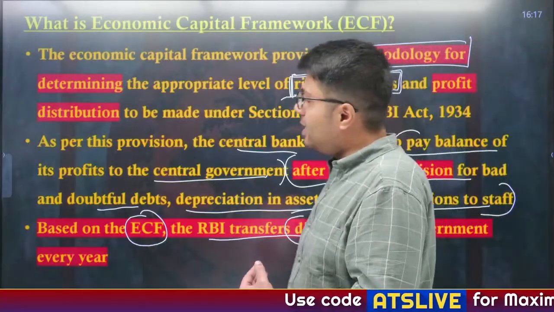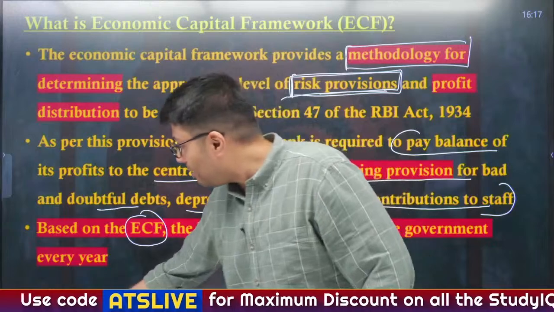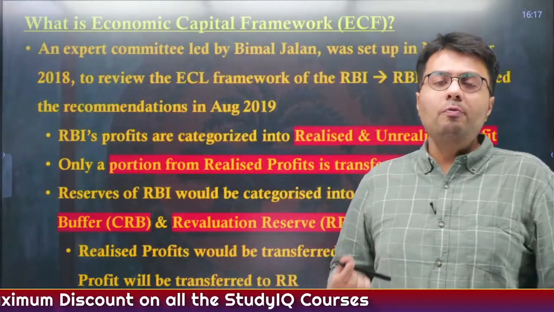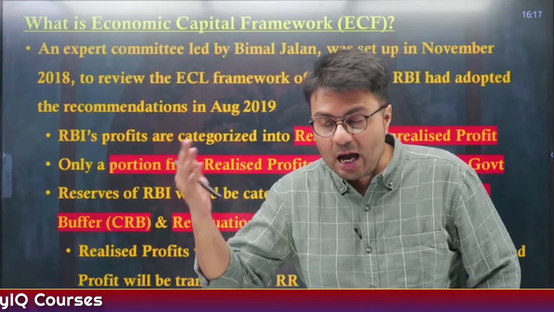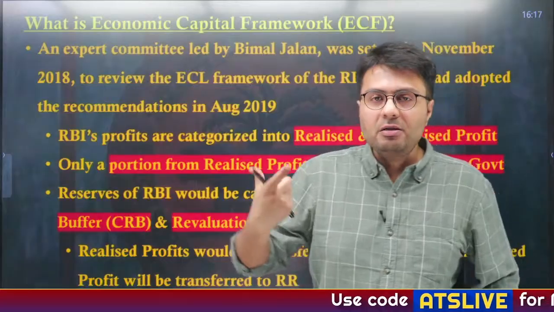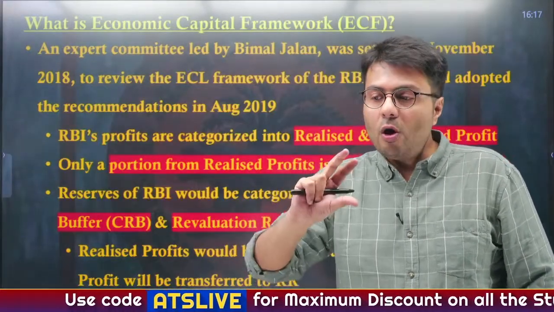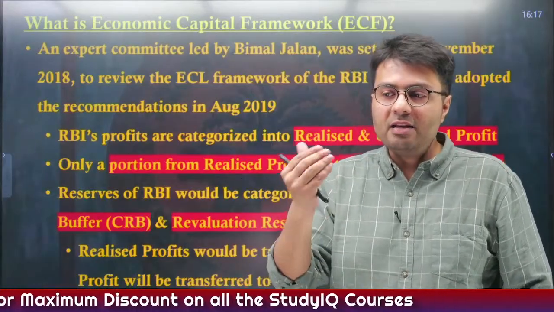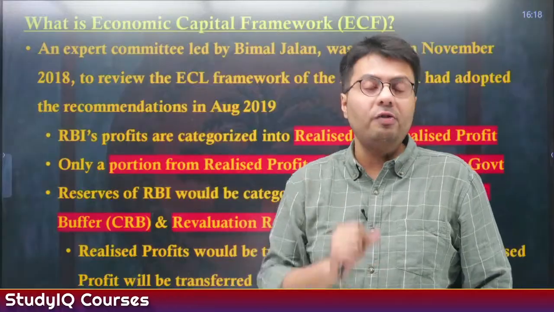Now let us understand what the ECF formula says about risk provisioning, right? Earlier there was this big issue between the government and RBI. Obviously the government would want RBI to transfer as much profit as it can, but RBI, as an autonomous institution, would also want to maintain its integrity when it comes to financial stability. So automatically, as an institution, RBI would also want to have a significant amount of risk provisioning.